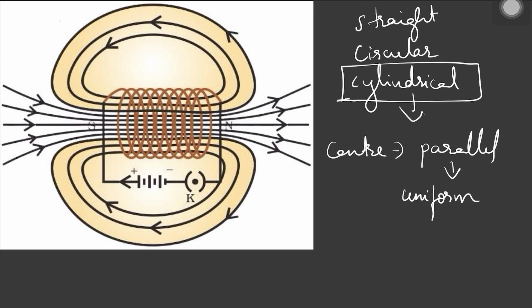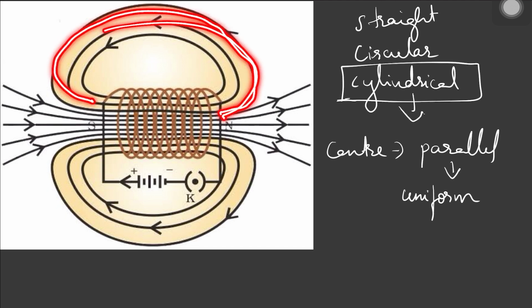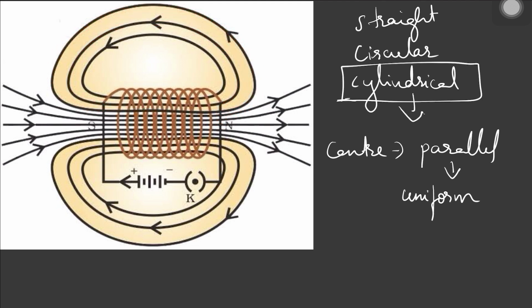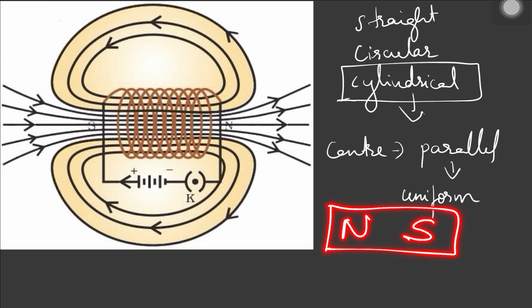Next, when we observe the direction of the magnetic field here, the lines are emerging from the north and merging here at the south pole. So we consider this as north and south pole, just like a bar magnet.